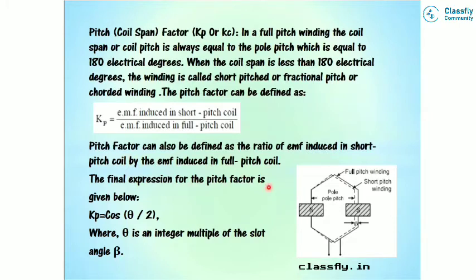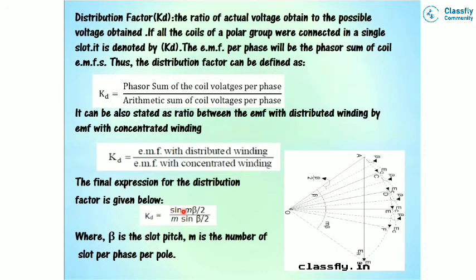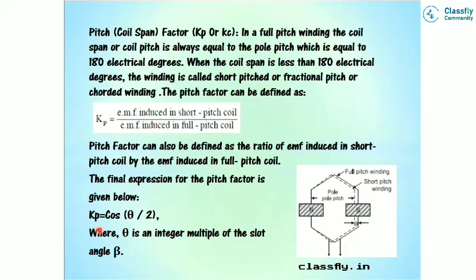The final expression for this pitch factor will be cos(theta by 2), and this theta will be an integral multiple of the slot angle beta. So for the distribution factor, the expression was Kd equal to sin(m beta by 2) by m sin(beta by 2), where beta is your slot pitch and m is the number of slots per phase per pole. Whereas for the pitch factor, it is cos(theta by 2), where theta is an integral multiple of the slot angle beta. So I hope you understood today's lecture.